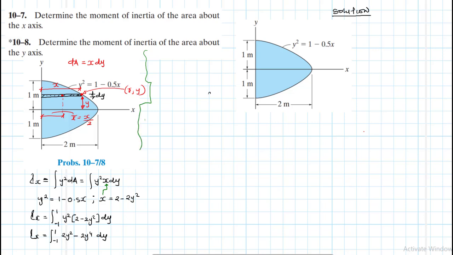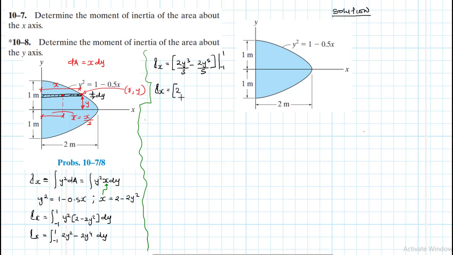So there we go. Let's move on to some new space. Therefore our Ix is going to be equal to, we integrate that. Integrating that, this is going to be equal to 2y to the power 3 divided by 3 minus 2y to the power 5 divided by 5, evaluating this from -1 to 1. And if we work this out, it's going to give us the following expression.